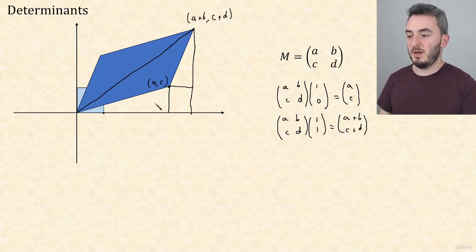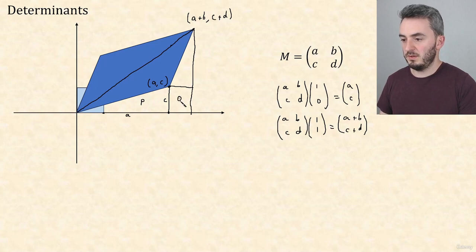All right, so let's think about the dimensions of all of these shapes. What's the base length here? Well, the x value at this point is A. So that means this length is just A. And then the height of this is just C. That's the y value here. So let's actually label this thing up. Let's call this P, this one Q, and this one R. So P is just a triangle with base A and height C, so that's half AC.